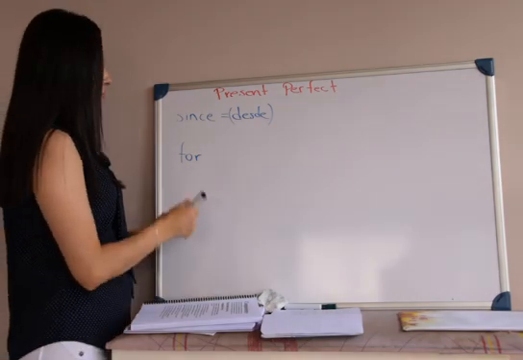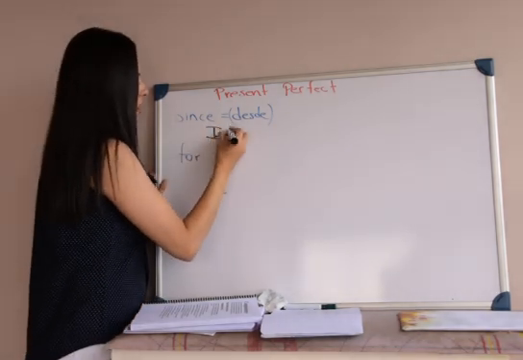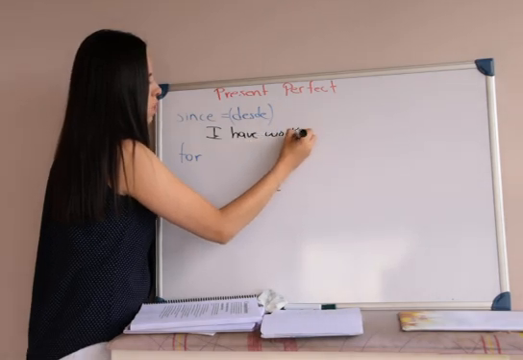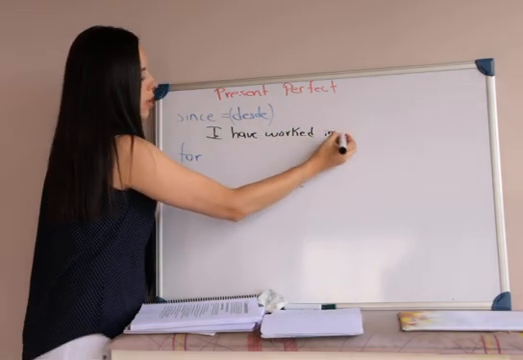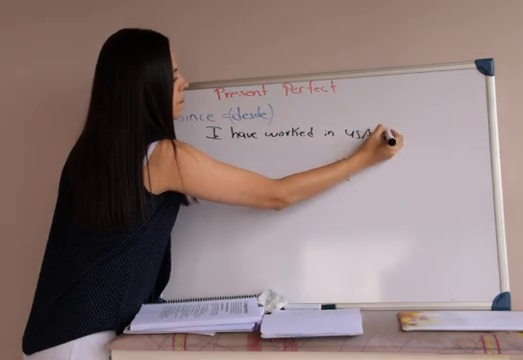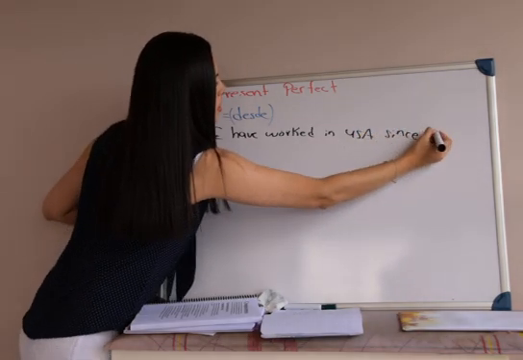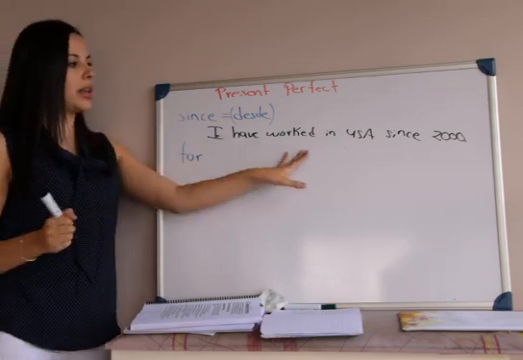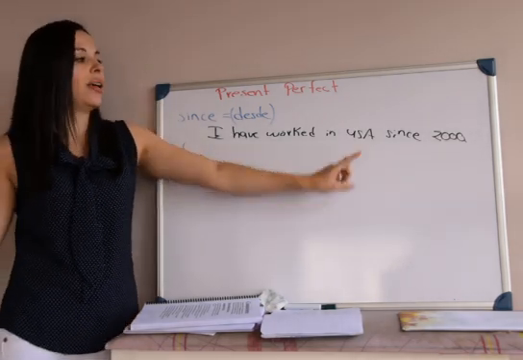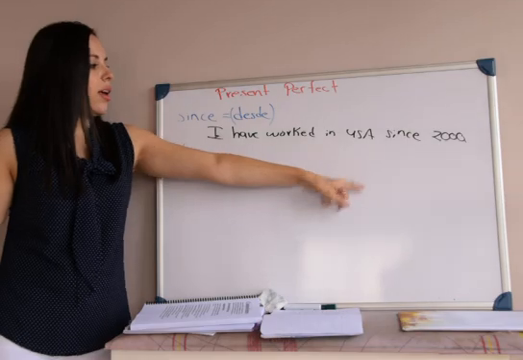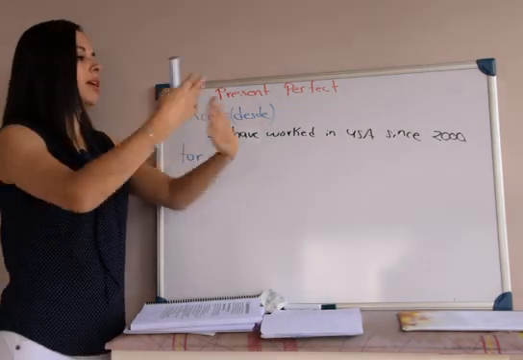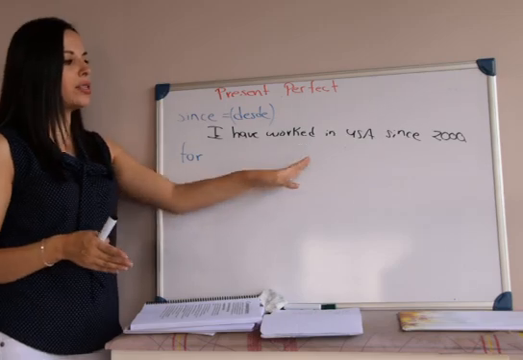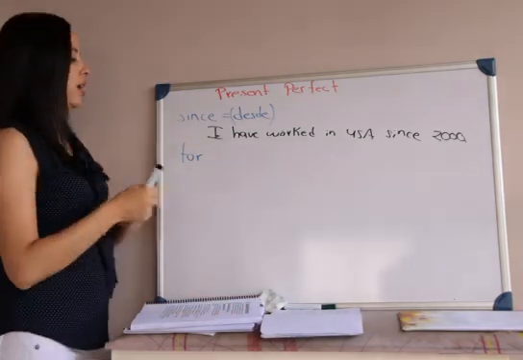So we can have an example like, I have worked in, I don't know, USA since 2000. Okay, so this is an action that started in the past. When? In 2000. And I have been doing this activity up to today. So I have worked in USA since 2000.